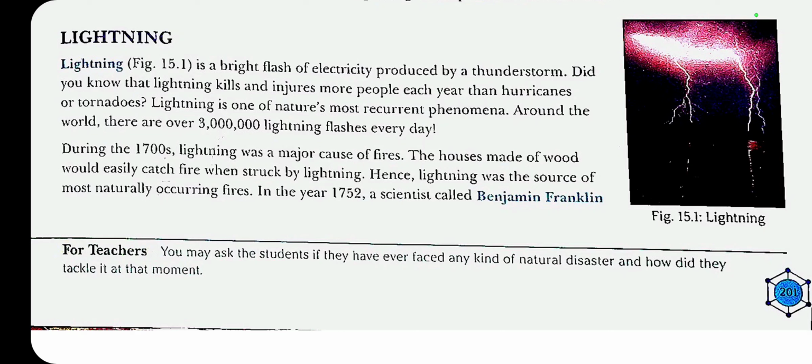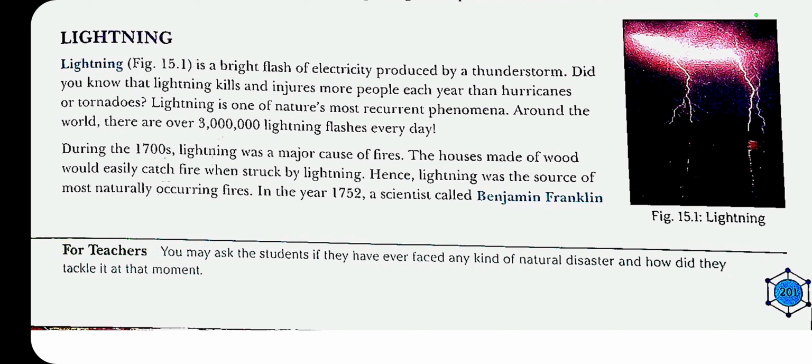Lightning is a bright flash of electricity produced by a thunderstorm. Did you know that lightning kills and injures more people each year than hurricanes and tornadoes? Lightning is one of nature's most recurrent phenomena. Around the world, there are 3 million lightning flashes every day. During the 1700s, lightning was a major cause of fires.